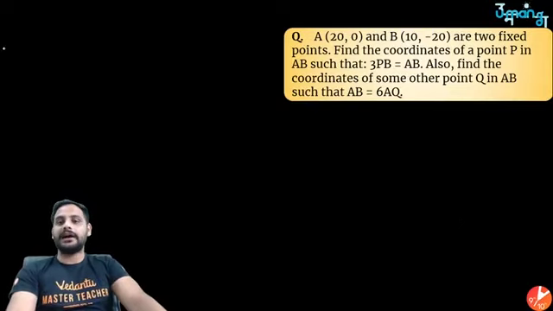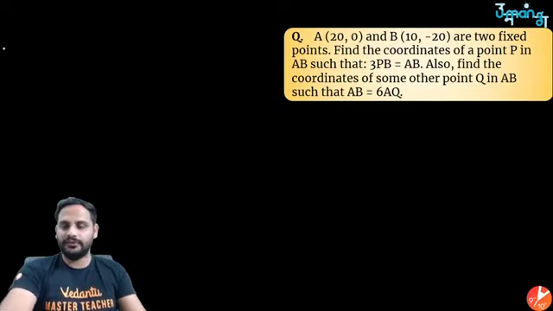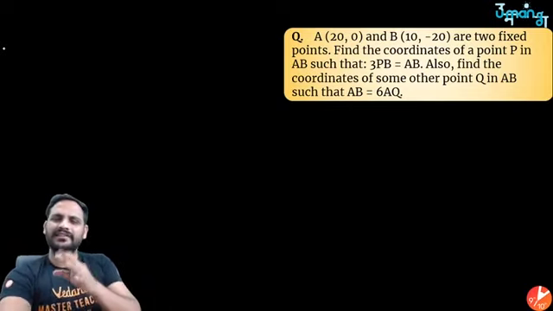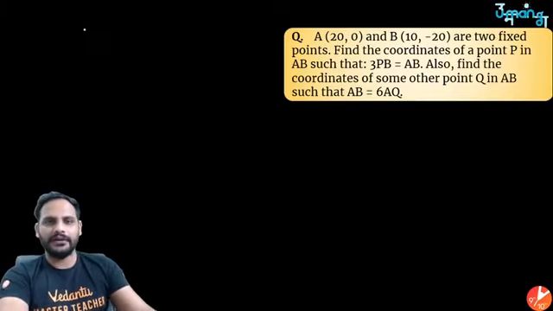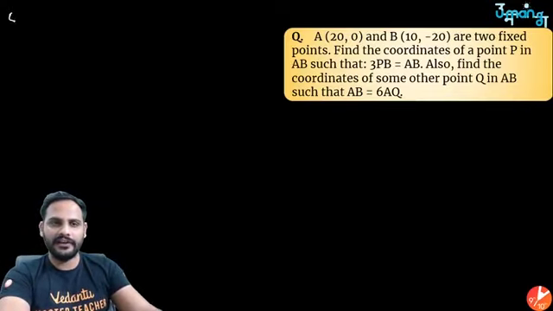A and B are two fixed points. Find the coordinates of a point P in AB such that 3PB is equal to AB. Also find the coordinates of some other point Q in AB such that AB is equal to 6AQ. So it is just telling you to use the section formula. Okay, we have the first case, let's take case 1.